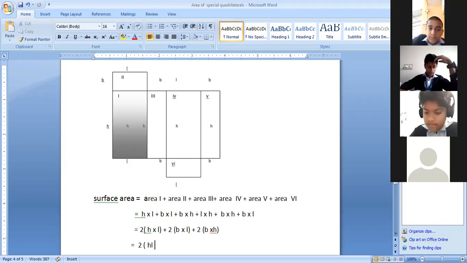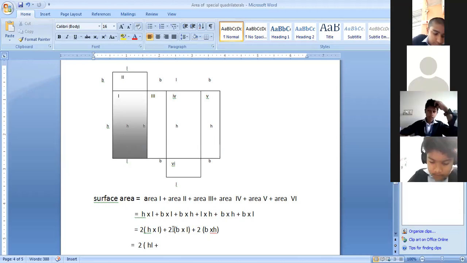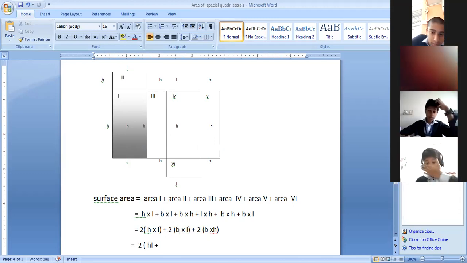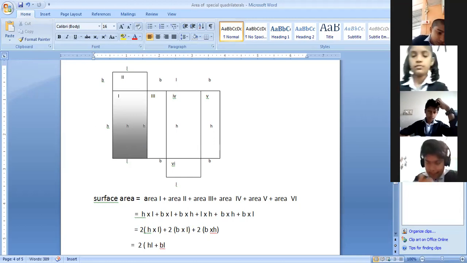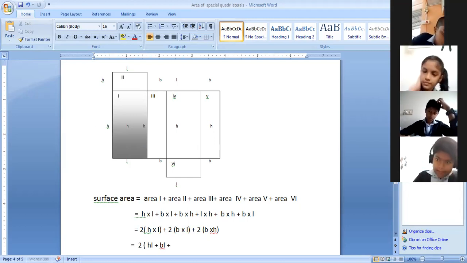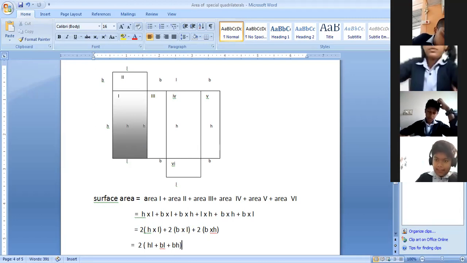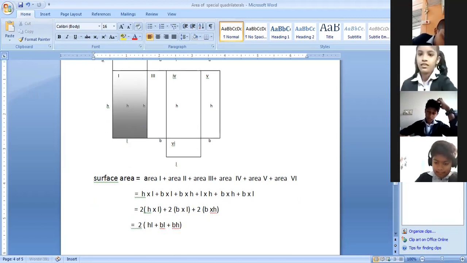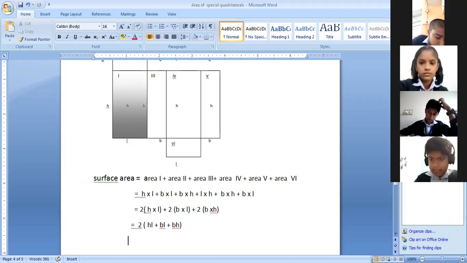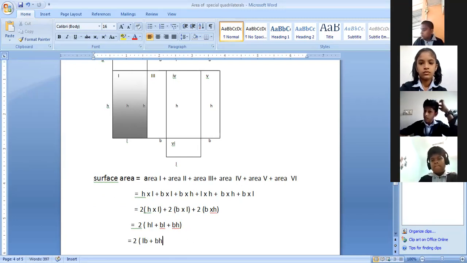Okay, HL plus, we took 2 from this term, BL. Then plus BH. Okay, we can just rearrange that. The equation is correct, but let's rearrange that equation for convenience. 2 into LB plus BH plus HL.